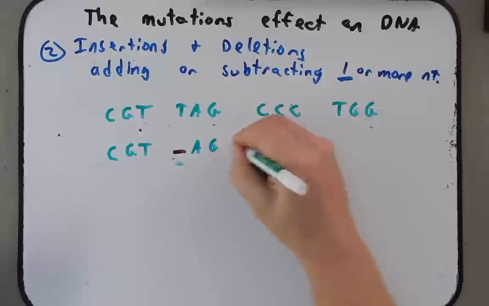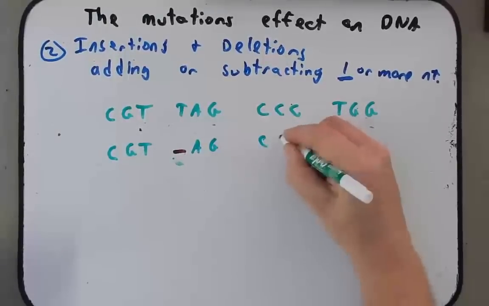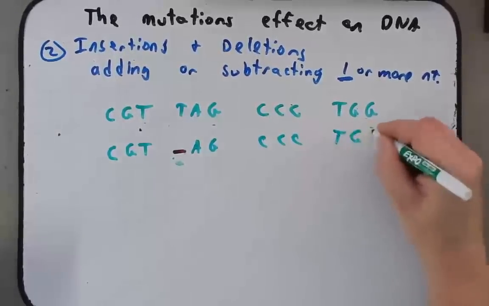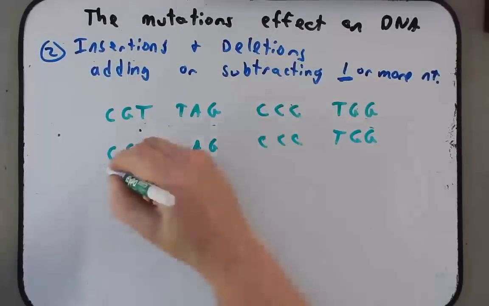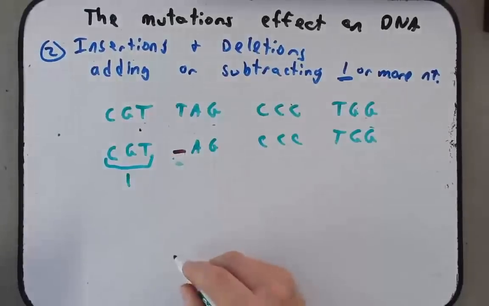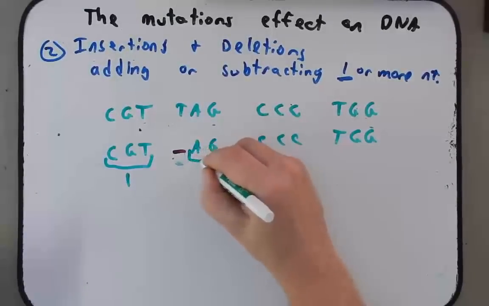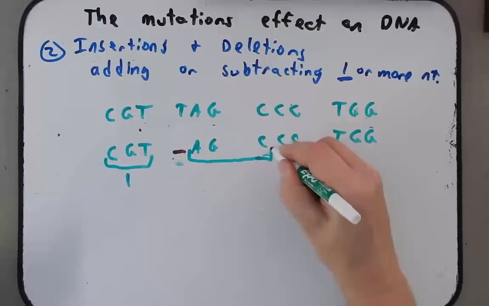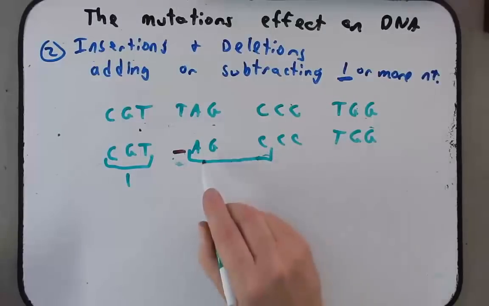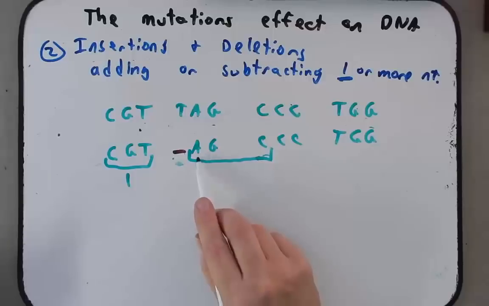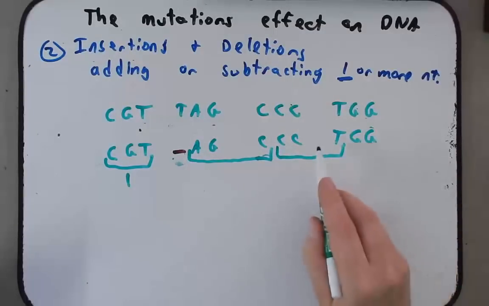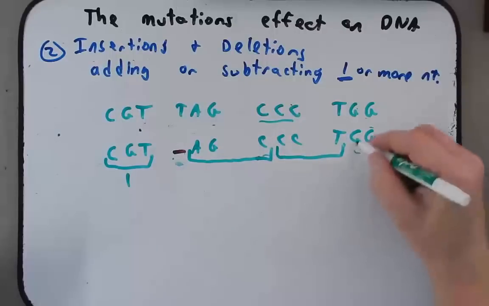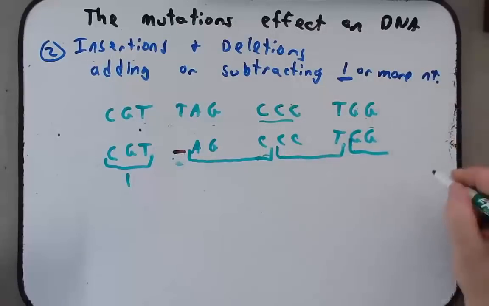So now we have AGC, CCT, GG. Drawn like this, it doesn't look like too much of a problem, but we still have our first codon. Our next codon, however, is not TAG anymore. It is AGC, and this is going to code a completely different amino acid than TAG. Then CCT will be the next one, and that is much different than CCC. And then GG, and then whatever amino acids come along here.